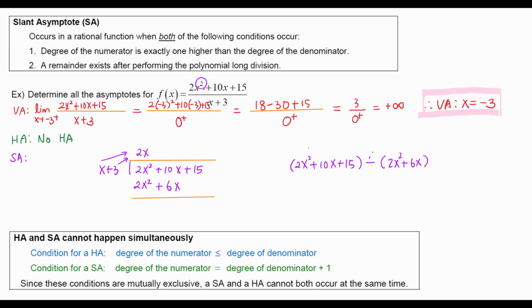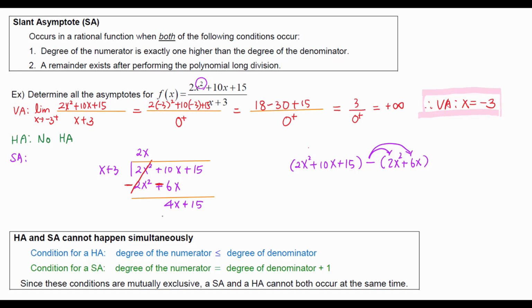And what happens? Yes, you have to distribute the negative to the second polynomial, which results in changing their signs to opposite. So you can just change their signs to opposite, and go ahead and add the top to bottom. So 2x squared is gone. 10x minus 6x now is 4x plus 15. My divisor still has the same degree as my remainder, so I can divide one more time.